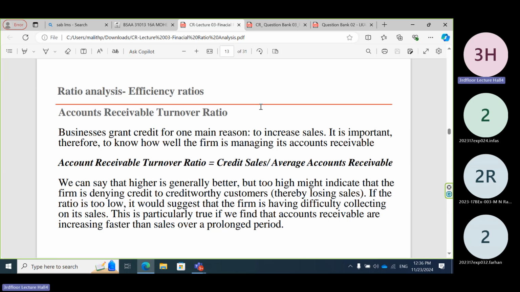From the formula, what do you mean by it? What's the meaning? What's the real outcome? This is the account receivable turnover ratio. How are we going to give a definition to this?